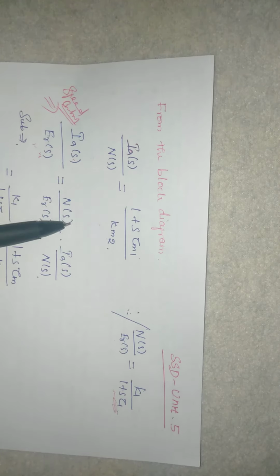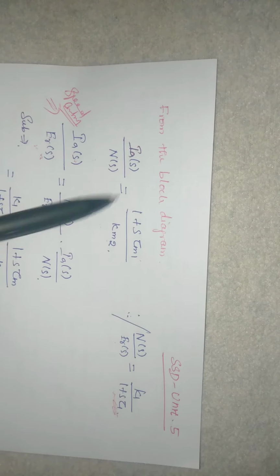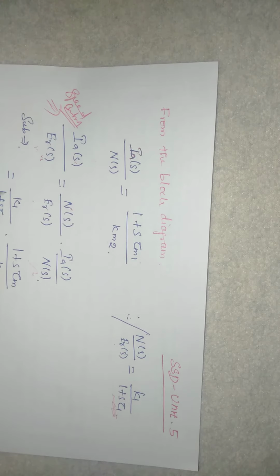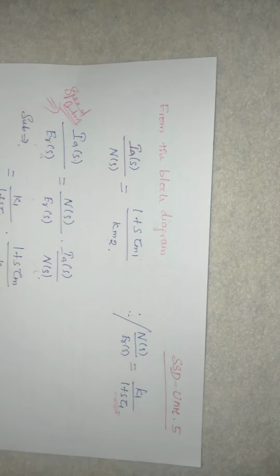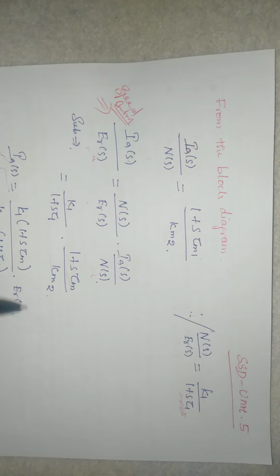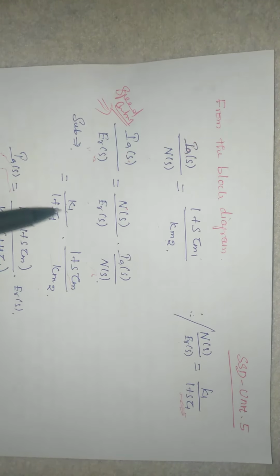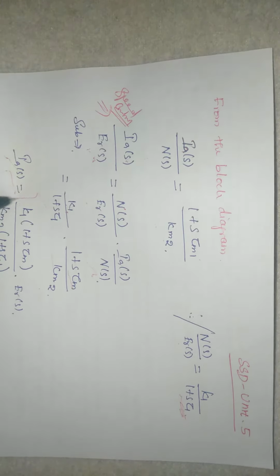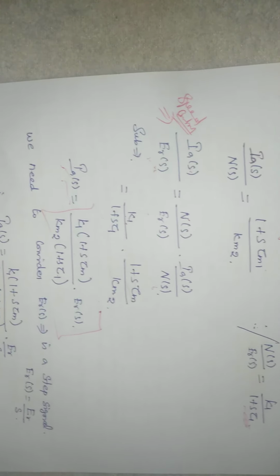So now we already studied N(s) divided by Er(s), and then Ia(s) divided by N(s). These two values are substituted here: N(s) divided by Er(s) is K1 divided by 1 plus s tau 1, and Ia(s) divided by N(s) is 1 plus s tau m divided by Km2. From this equation we can see that Ia(s) is equal to this, with Er(s) taken to the right side: K1 times 1 plus s tau m divided by Km2 times 1 plus s tau 1, into Er(s).